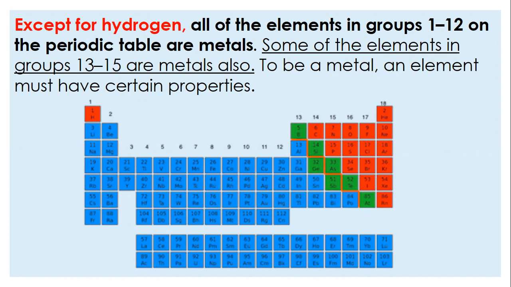They are found between group 1 till 12. All of those elements are metals except for hydrogen. And some metals can also be found at groups 13 till 15.